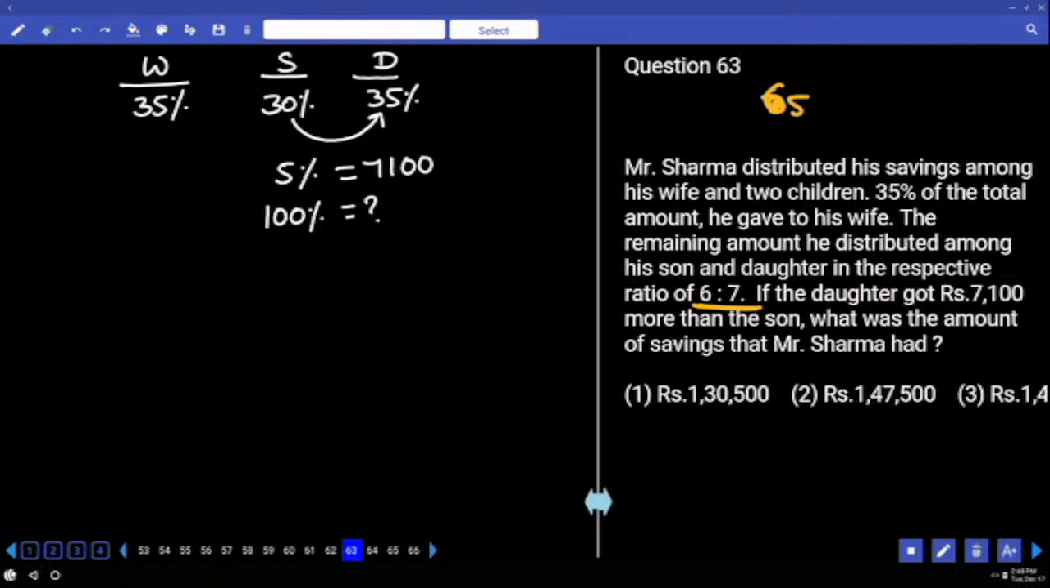10%? 14,200 means 10%. 1,42,000 is 100%. That's your answer.